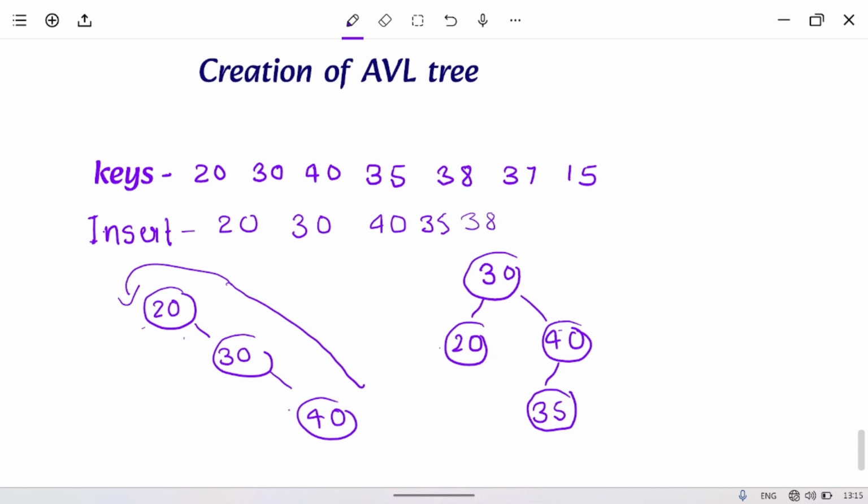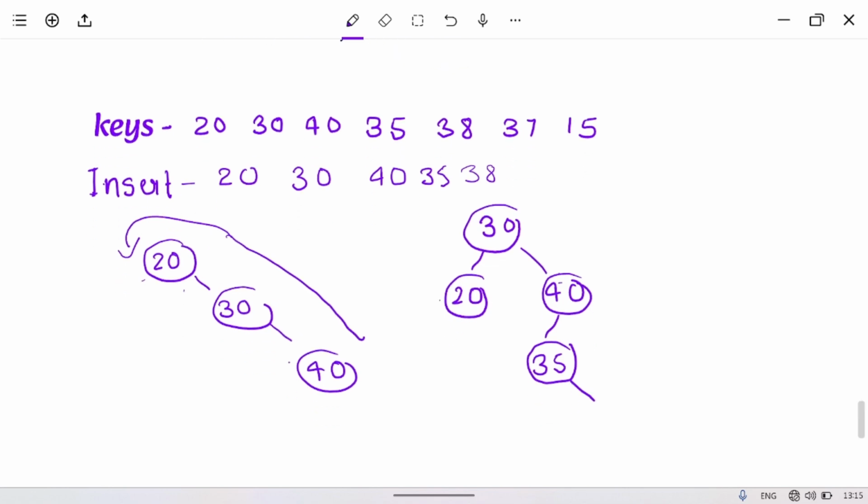Now we will insert 38. 38 is greater than 35. The process is the same. Again we start from 30. 38 is greater than 30, so right side. 38 is smaller than 40, so left side. 38 is greater than 35, so right side. After insertion of 38, we will calculate the balance factor. We will see this is balanced, this is balanced, this is imbalanced. -2, this is 2 and this is -2. So here two nodes are imbalanced.